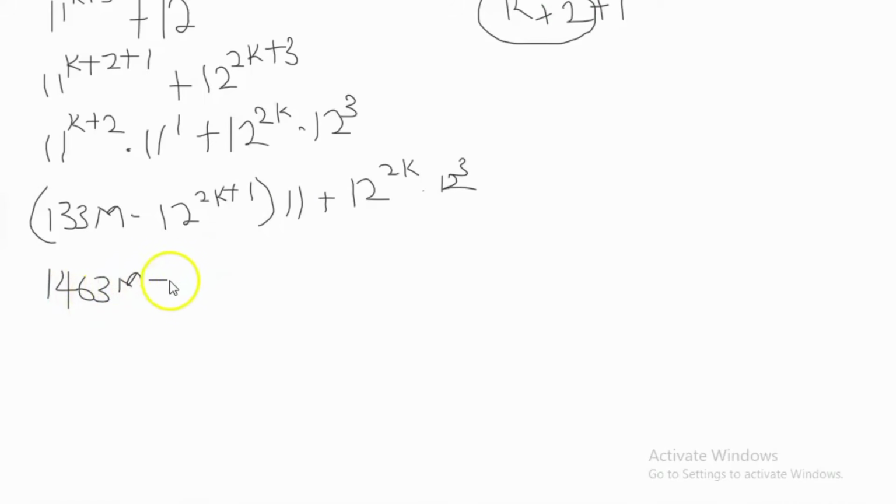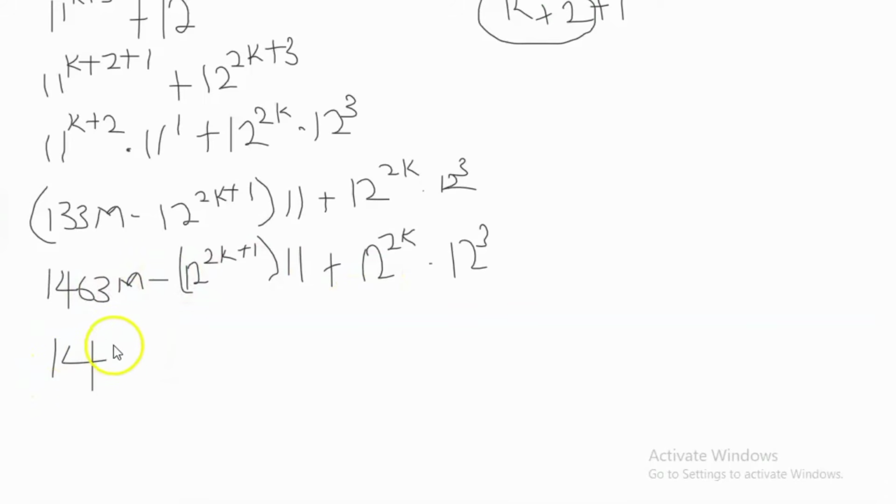Okay, then we have minus 12 into 2k plus 1, everything multiplied by 11. Then we have this plus 12 to the power of 2k multiplied by 12 to the power of 3. So like what we did in the previous question, we are going to take the positive side over here and the negative side over here. That's what we're doing. We're just taking the positive, bringing it closer to this, and taking the negative over there.